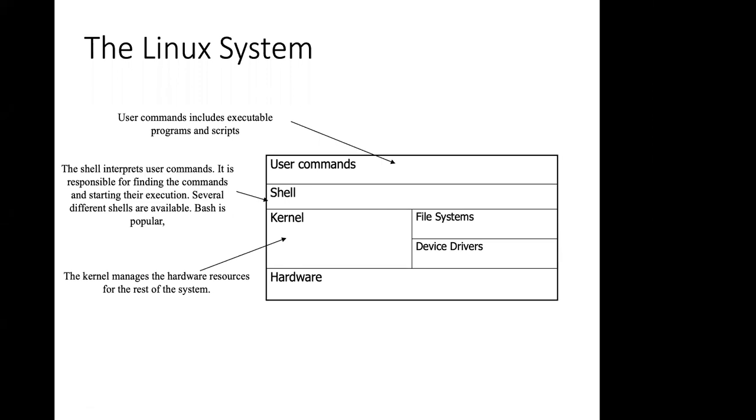Okay, so now if you see this, this is how the Linux system is managed. There's hardware underneath, that's the bottommost layer. Then you have the kernel. The kernel is the core, the one which manages the hardware resources for the rest of the system. Then you have file systems and device drivers. Of course, Linux also has device drivers.